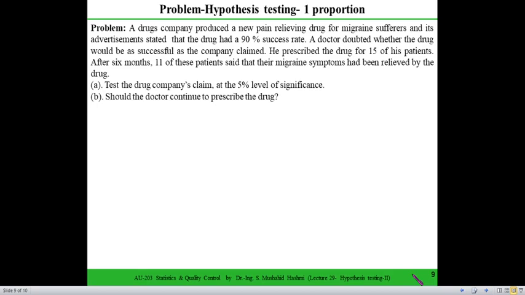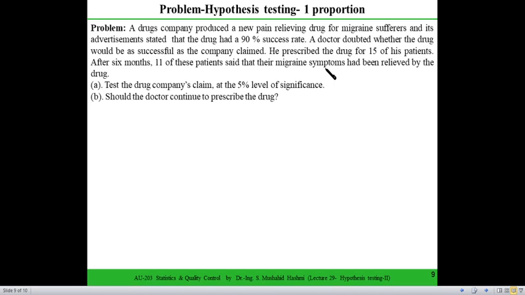But a doctor doubted whether the drug would be as successful as the company claimed. So he prescribed the drug for 15 of his patients, and after 6 months, 11 of these patients said that their migraine symptoms had been relieved by the drug. So out of 15, 11 claim that this drug is working. What we need to do is test the drug company's claim at the 5% level of significance. So the level of significance is given, and we are free to use any method.